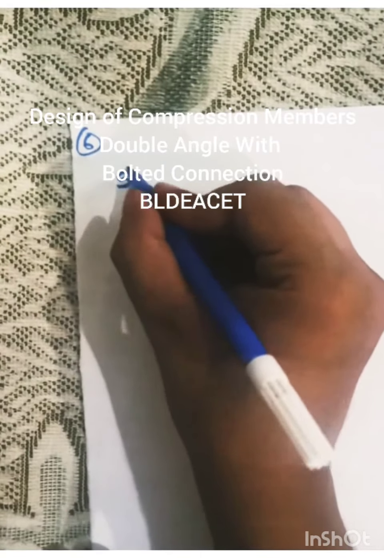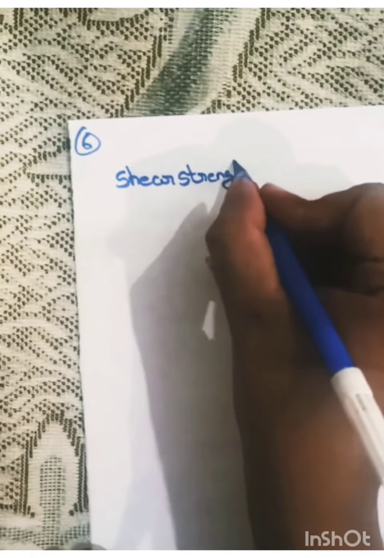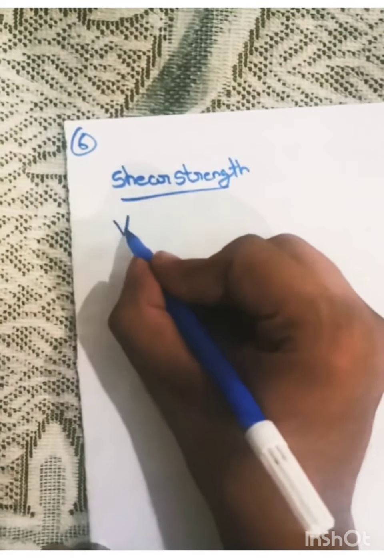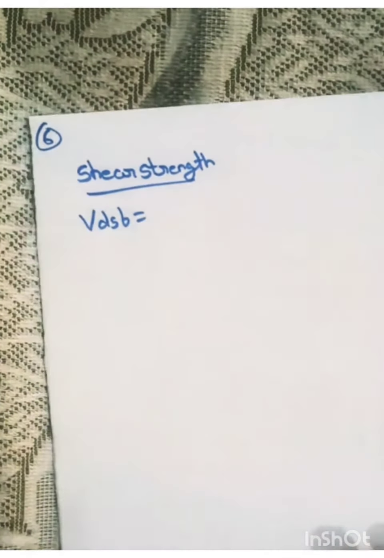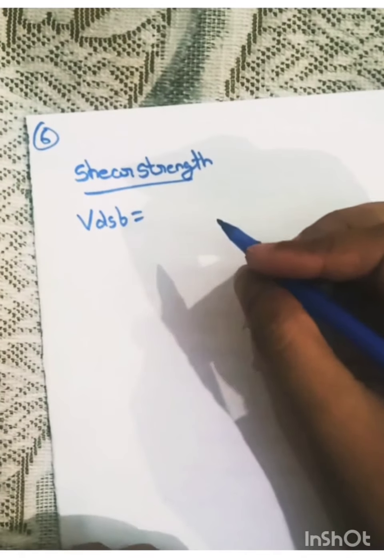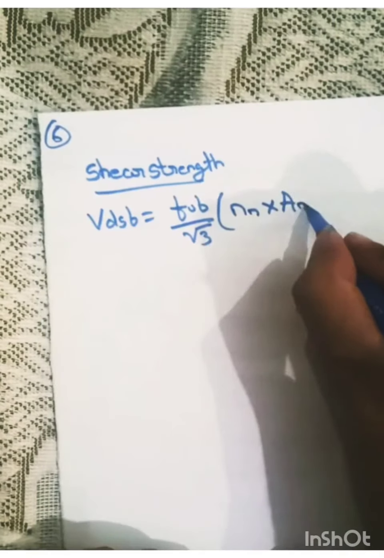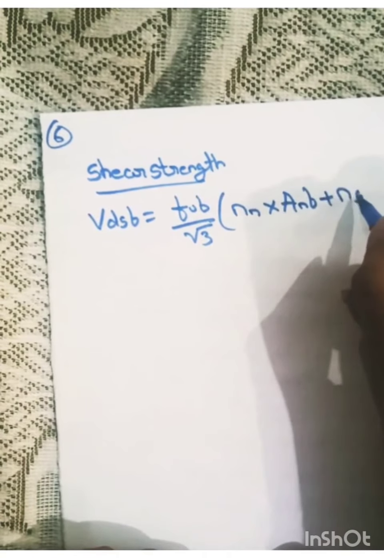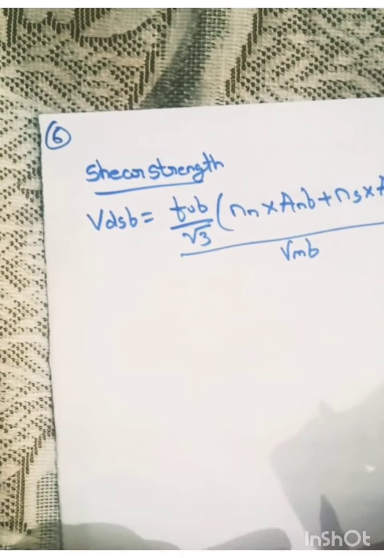The shear strength formula is given here. VDSB equals FUB by root 3 into (NN into ANB plus NS into ASB) whole divided by gamma MB. The formula is given in IS 800. We have this formula in the IS 800.